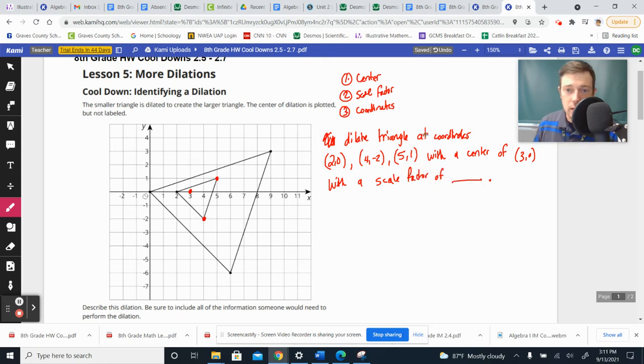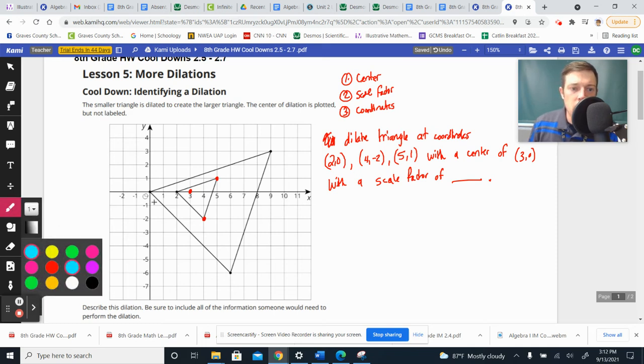All right, we finished that blank. We've got what we need. We've got the center taken care of. We've got the scale factor ready to be taken care of, and the coordinates of the original shape. So we got everything that they need to make a dilation. We just got to figure out, okay, how much bigger did they make this? So a couple of different things that you could do.